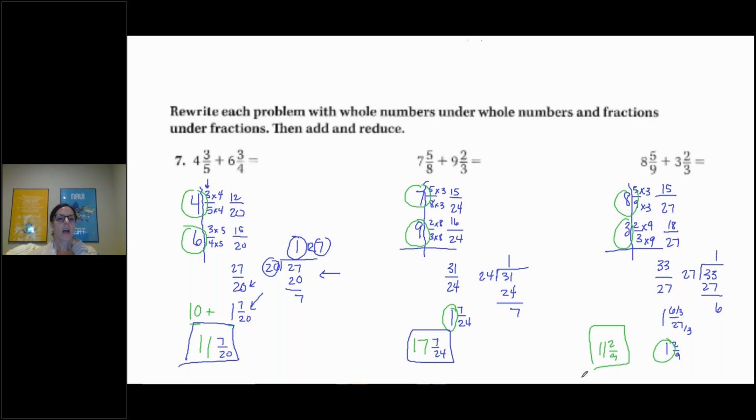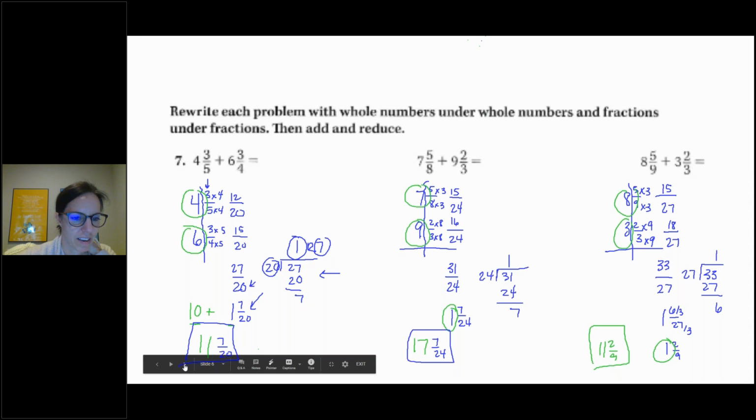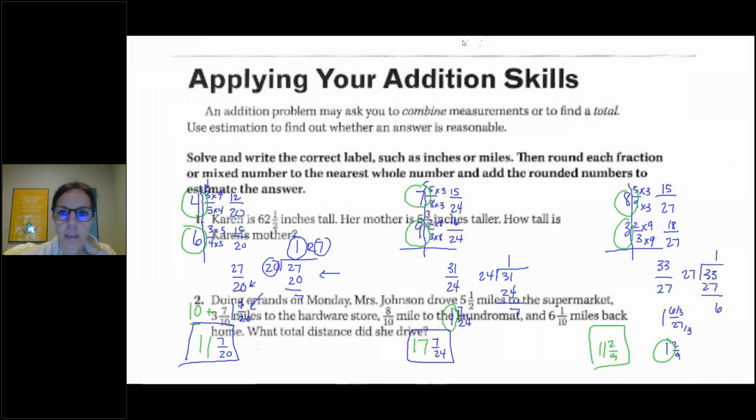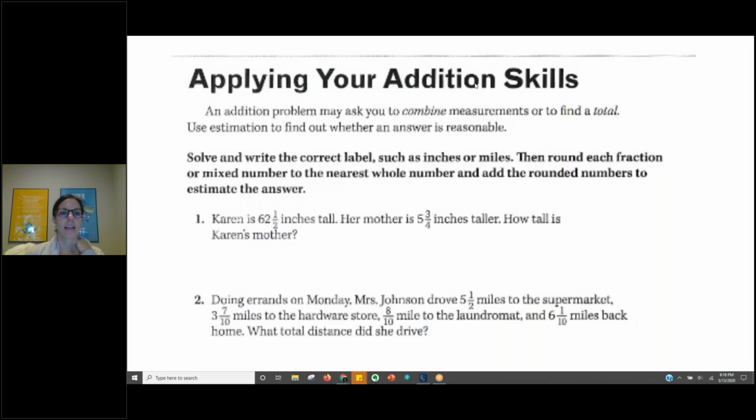Perfect. All right, so we've done a bunch of different kinds of adding fractions. You guys have any questions on these? No. Okay, good. I can never remember to erase things. All right, now we're going to do the applications. This is what I talked about last week. So we're ready. Take a second to read number 1 to yourself.